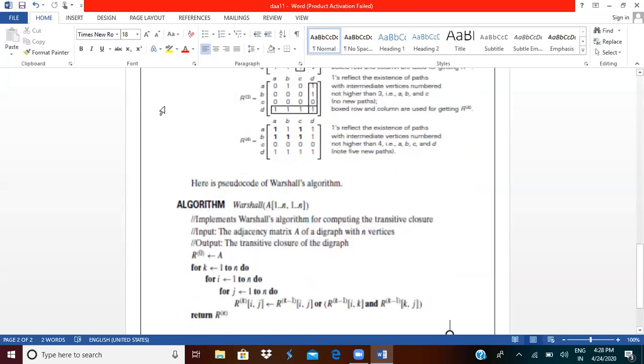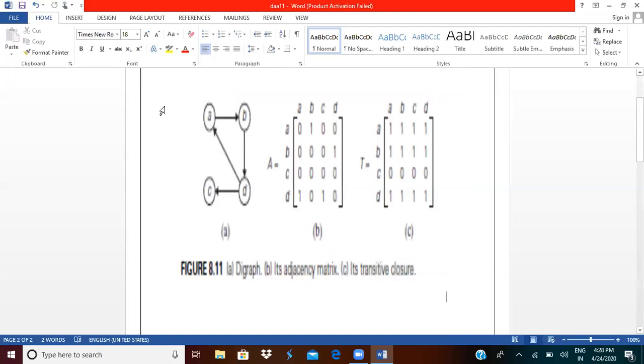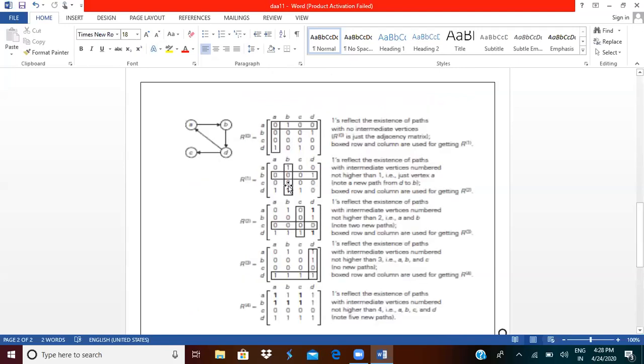Okay, now the thing is, if you have understood this, this is one way of solving this using Warshall's algorithm. Sir, in the last step, it's not covering all the vertices, no? See, it is not a compulsion. Maximum it should cover 4. It can cover less than 4 also.